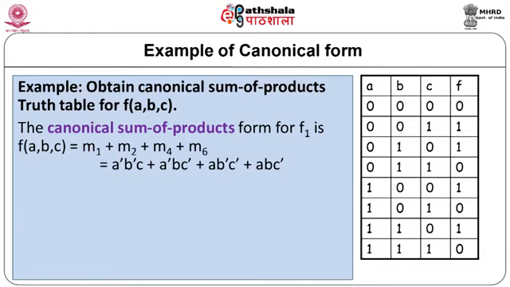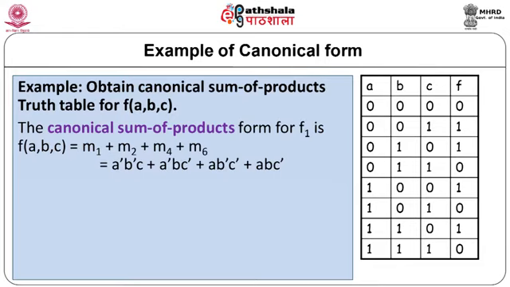m1 plus m2 plus m4 plus m6, which is also equivalent to, when the min terms are expressed in terms of the product terms, m1 is represented by a bar b bar c, or a bar b c bar, or a b bar c bar, or a b c bar.